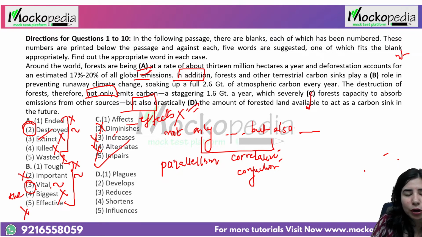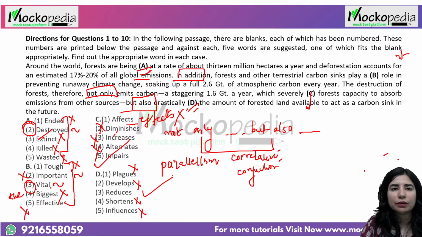Now as I said, not only and but also ke clue ko aap observe karoge. So drastically dash the amount. So again, this clearly helps us understand that word yahan par bhi same sense mein jayega, because not only but also it's impacting it in a negative way. Amount of forest land available to act as a carbon sink is also getting reduced, right? So plagues to nahi ho sakta, develop opposite hai, shorten kaise hoga, right? Influence bhi nahi ho sakta, so reduces is the best match.